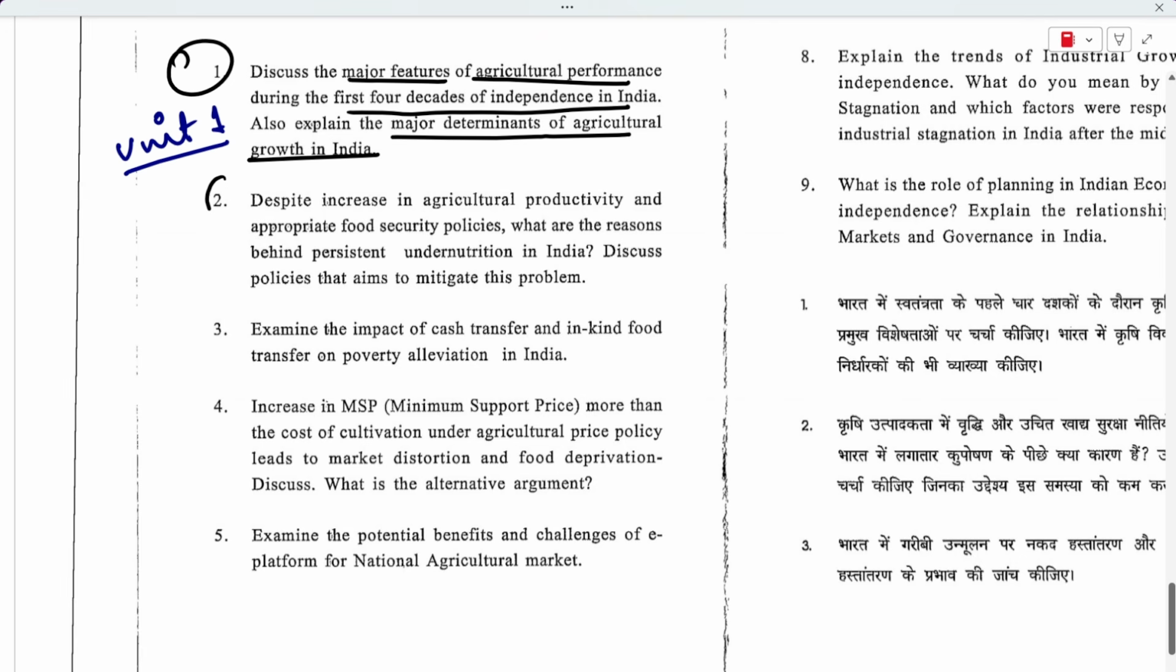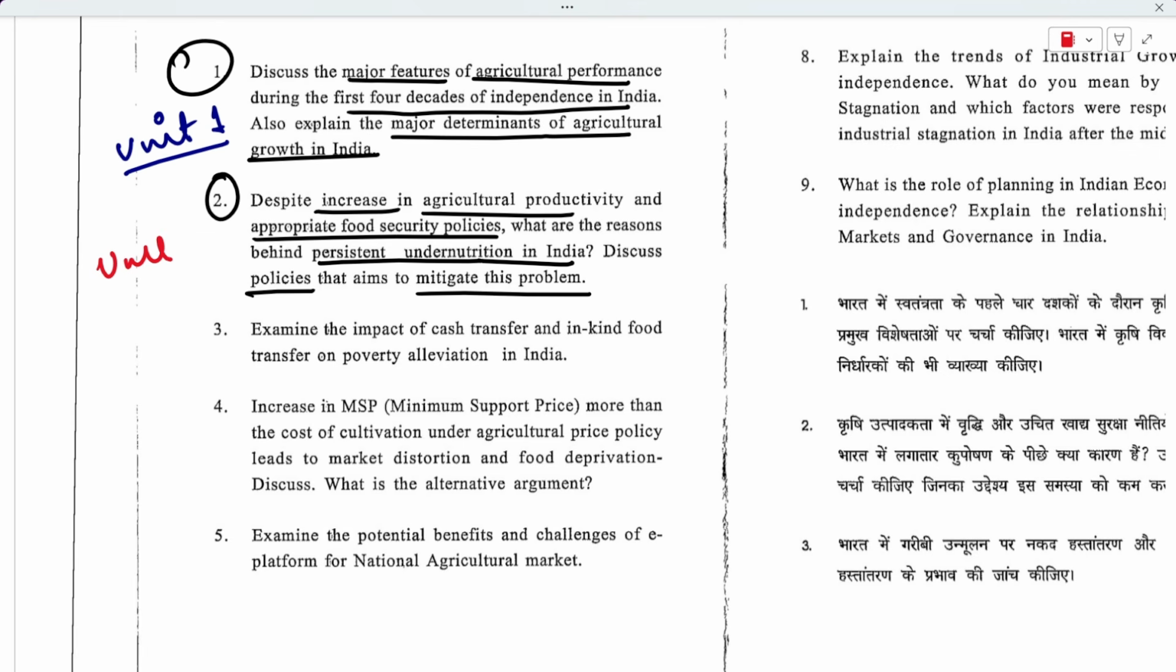Okay, question number two, look. Question number two is: despite increase in agricultural productivity and appropriate food security policies, what are the reasons behind persistent undernutrition in India? Discuss policies that aim to mitigate this problem. Okay, so this question is from unit 2, and as we discussed right now, unit 2 talks about food security and nutritional concerns, right? So this question is from unit 2.